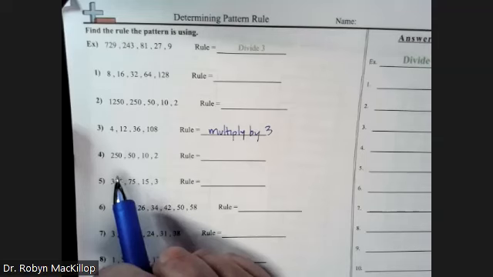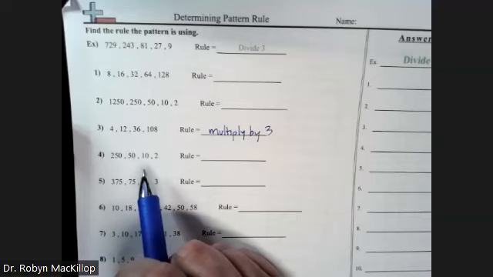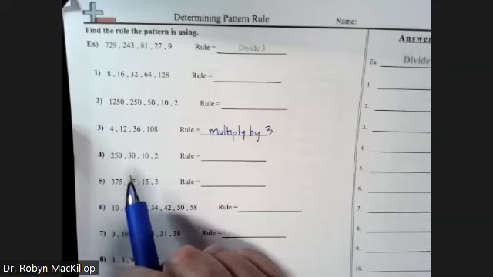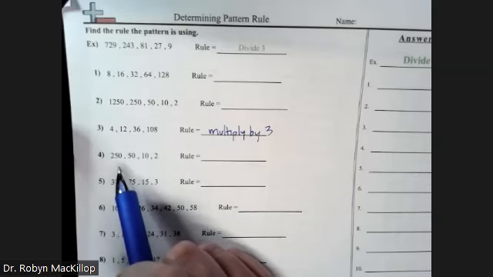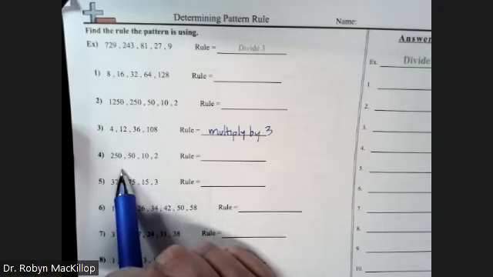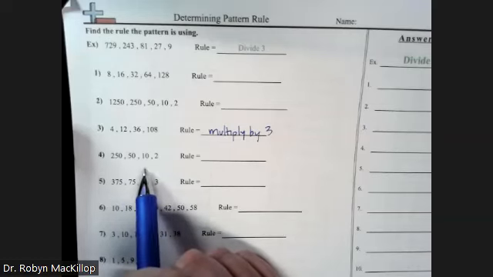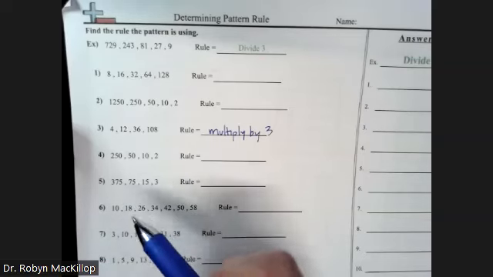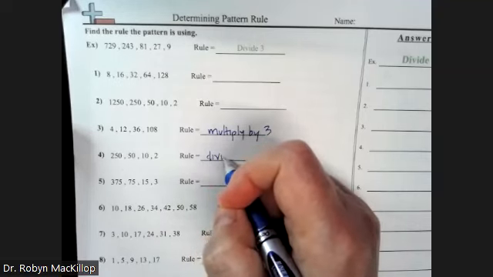And let's take a look at number 4. 250 to 50 to 10 to 2. How do we get down from 250 to 2? Well, looking at 250 and 50, if I divided 250 by 5, I would get 50. If I divided 50 by 5, I'd get 10. If I divided 10 by 5, I'd get 2. So I'm going to divide by 5.